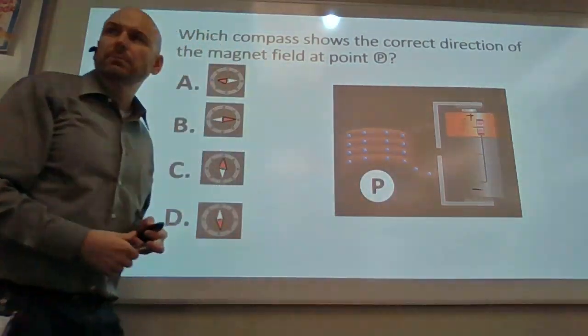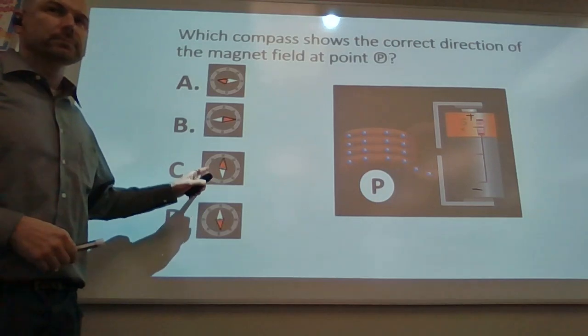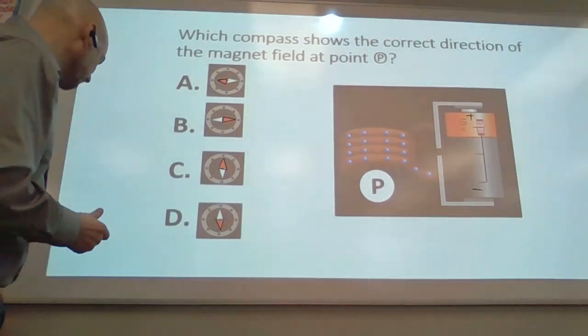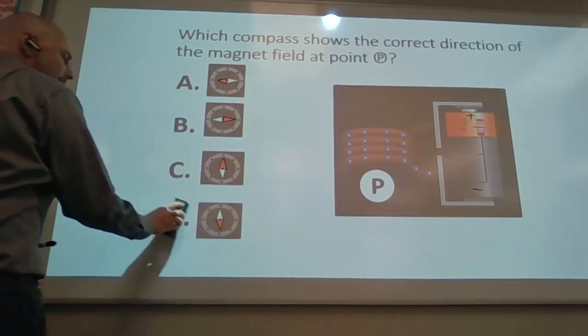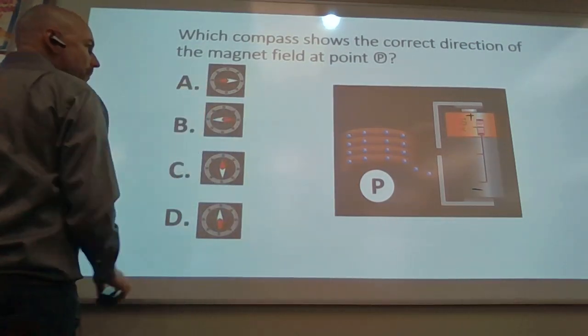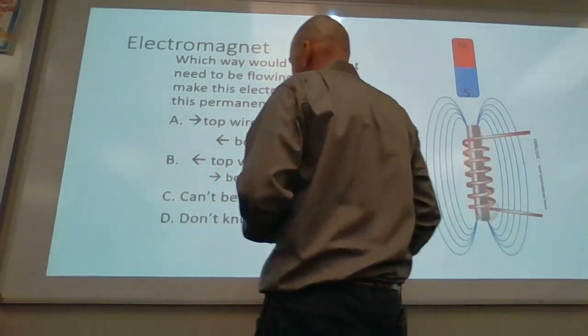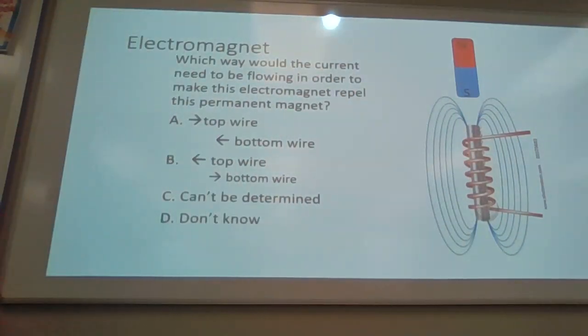Wait, so what's the answer? How powerful is the Earth's magnetic field compared to something like this? It's not super. Just enough to deflect us. Wait, so it's based on how it's drawn? Just like this one, it's going to be based on how it's drawn.